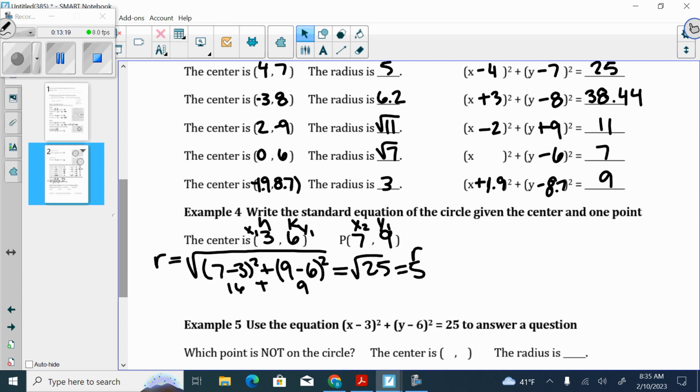All right, so now I know my radius is 5. So I found the radius. They gave me h, k. So that means that the equation of my circle is going to be what? X minus 3 squared plus y minus 6 squared equals 25. Very good.